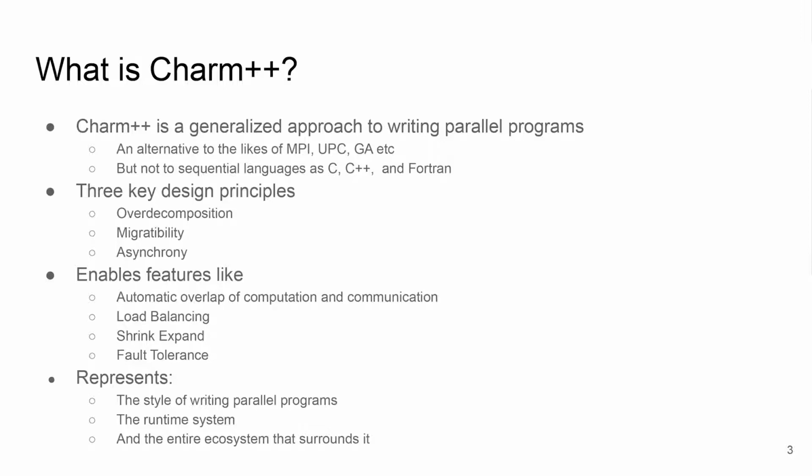And another property is that they have a global address space. So I can invoke any remote function that is basically targeting an object that is on another processor. So these three key design principles allow us to do interesting things and enable features like automatic overlap of computation and communication.